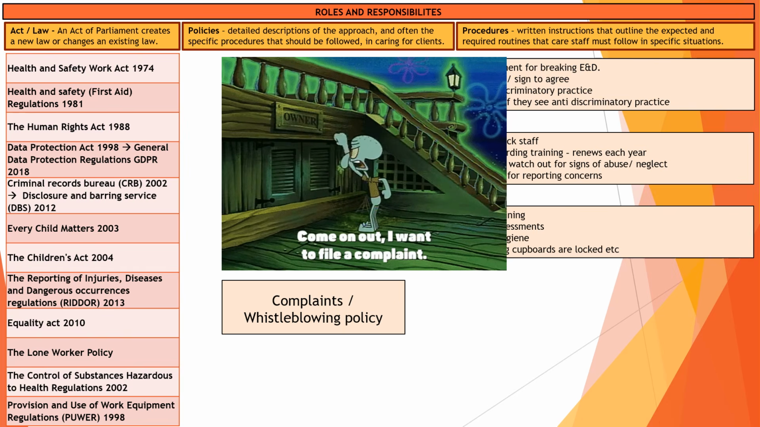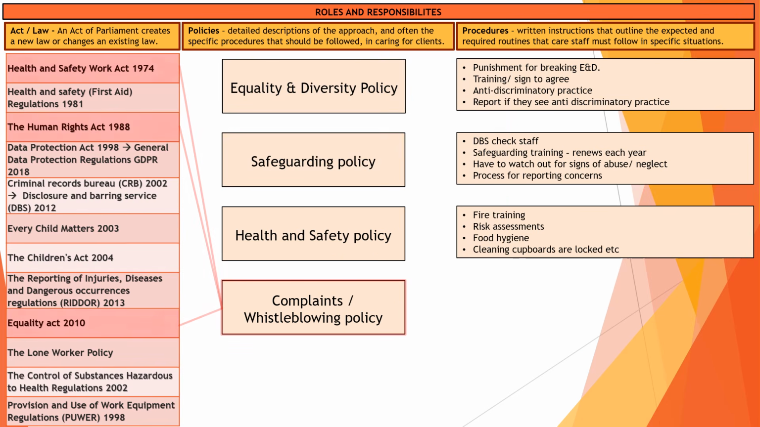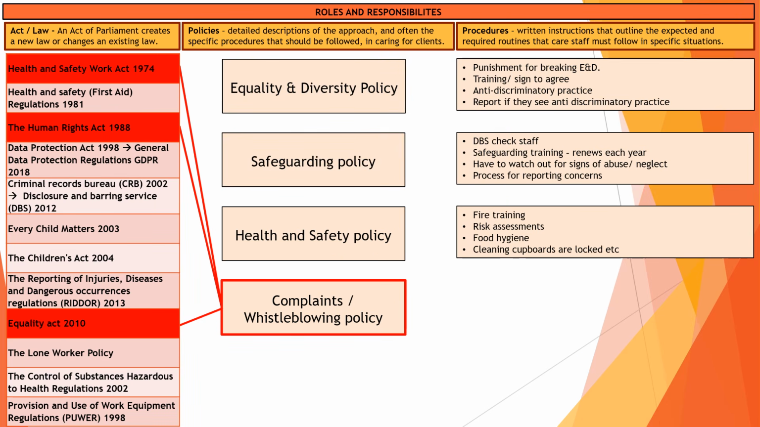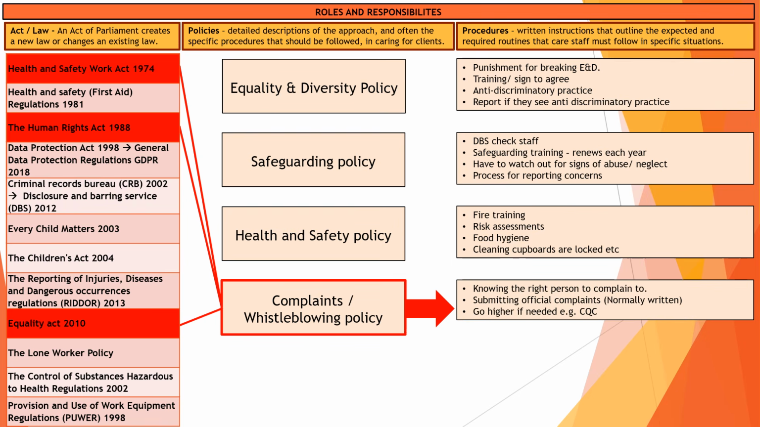The complaints and whistleblowing policy is our next one here. Again, this will be influenced by policies like health and safety, equality, human rights. It's more to do with if you were to see some form of neglect or an issue that you didn't feel was being appropriately handled or a change was being made. It's making sure you know who to complain to, how to make that complaint. Is it informally written? Is it informally mentioned? Is that enough? And who you would go to if your complaint isn't responded to in a set amount of time.